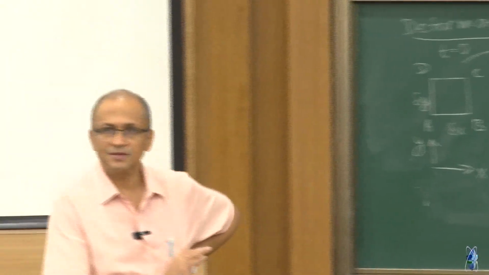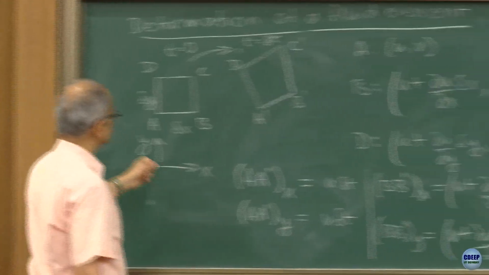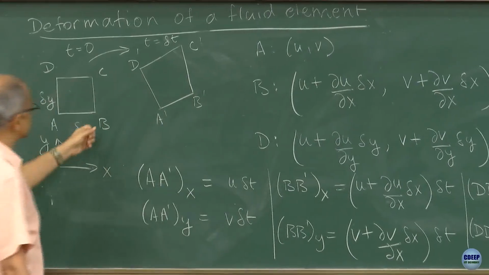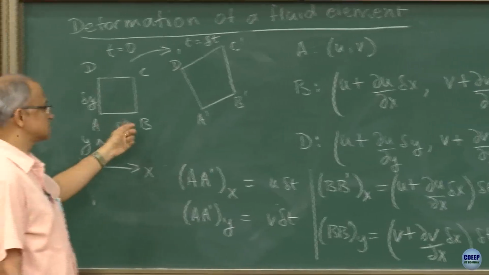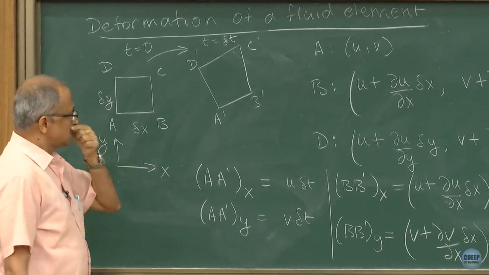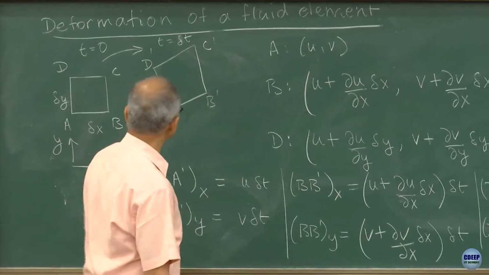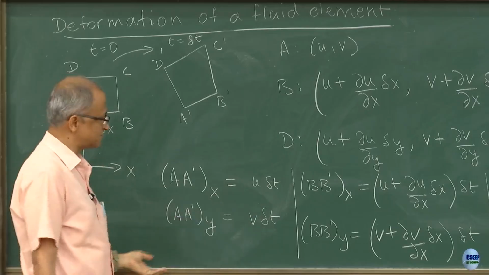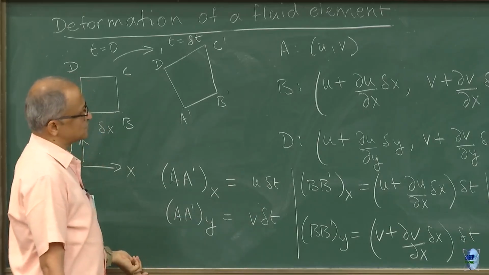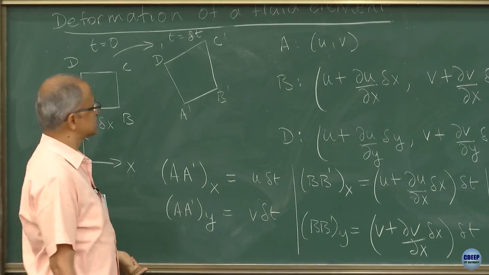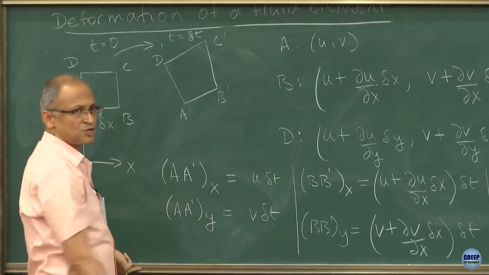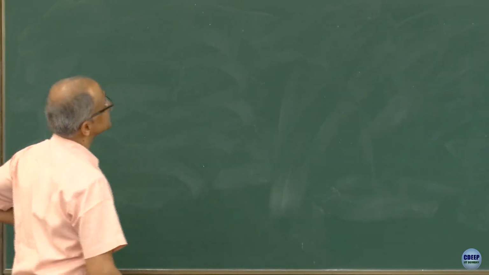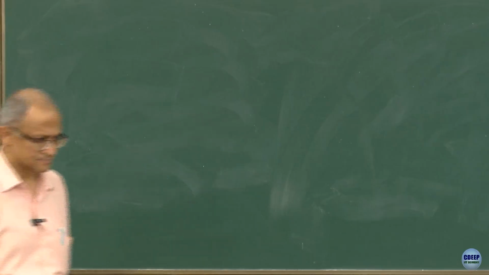So what we have done is simply said that the velocity of point A is u comma v, and knowing that, I am able to write out the velocity of all the other points because this is a small element. And if I do that, then I can find out the displacement of each of the points. That's essentially what we have done. So we will call this the mathematical picture. It just gives us the new coordinates in a purely mathematical way. Now let me introduce a physical picture.